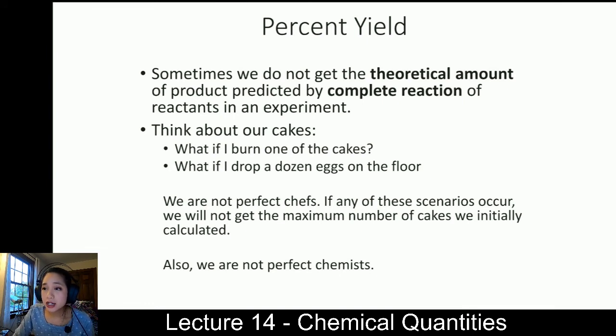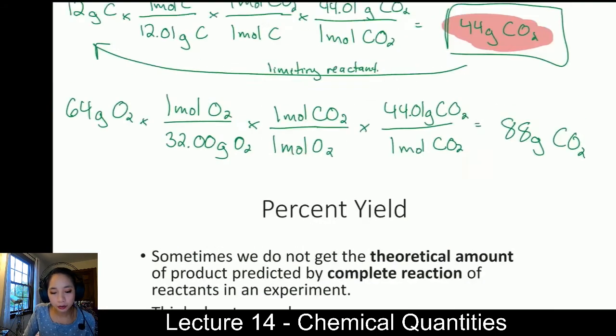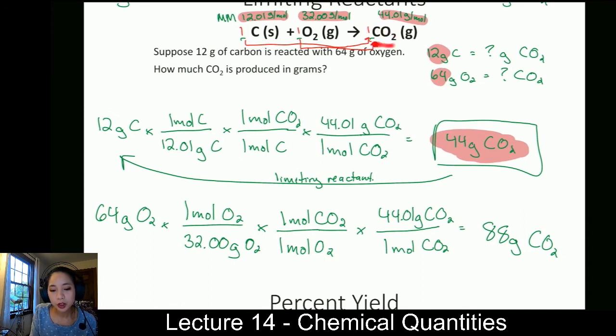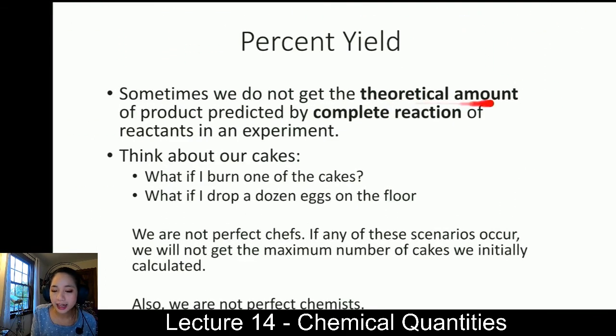So as chemists, we calculate percent yield in the laboratory because if we did this chemical reaction, this combination to produce CO2, and carbon ran out first, sometimes we won't actually get 44 grams of CO2, the amount of product that we calculated. Sometimes we don't get that theoretical amount. Everything that we're calculating is theoretical amounts. We're assuming that everything went perfectly. We converted all of the reactants to products and we didn't lose anything. We're assuming that the reaction is complete with the reactants.